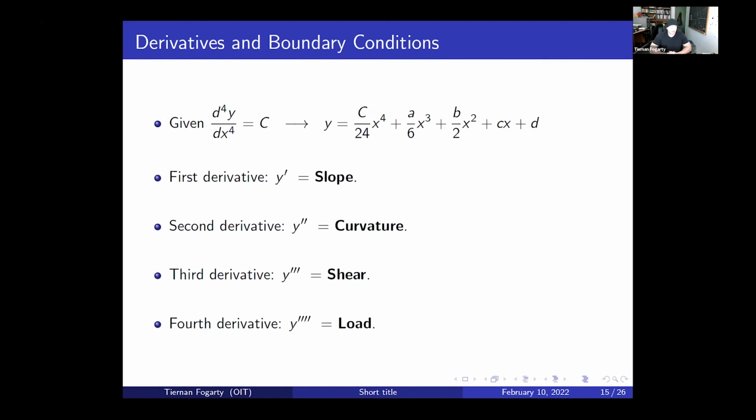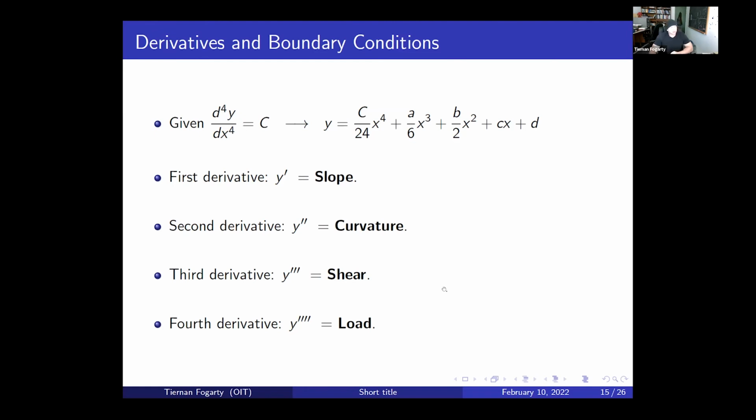And then we can start talking about taking derivatives, and all the derivatives have a meaning that's, at least in the beginning, not too hard for them to figure out. The first derivative is the slope, and the second derivative is curvature. Most of them don't know what shear or load is, but it's not too big of a leap if you try and explain what shear is, why the third derivative is important. And the fourth derivative is the load, which is really just the governing equation there.